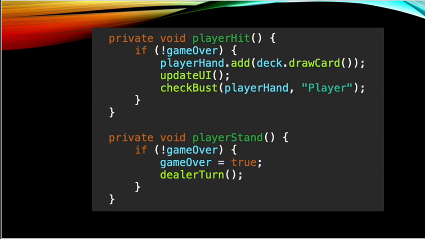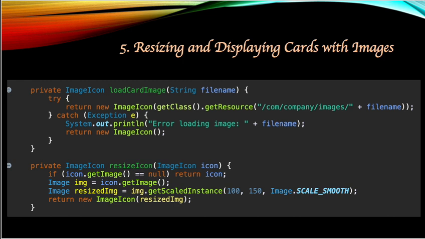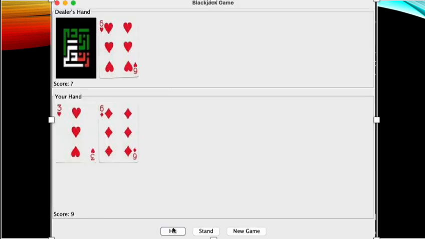5. Resizing and displaying cards with images. For a cool touch, we're displaying the cards with images. Check out the loadCardImage method. We use these methods to load and resize card images for the GUI, and that's it. We built a fully functional BlackJack game with a GUI using Java Swing.